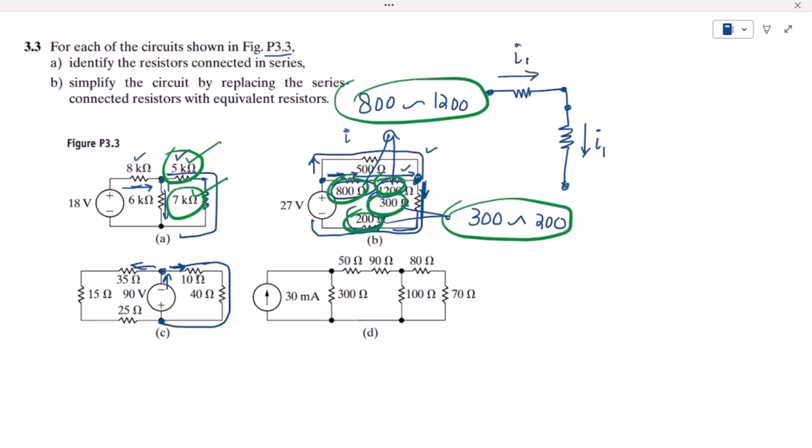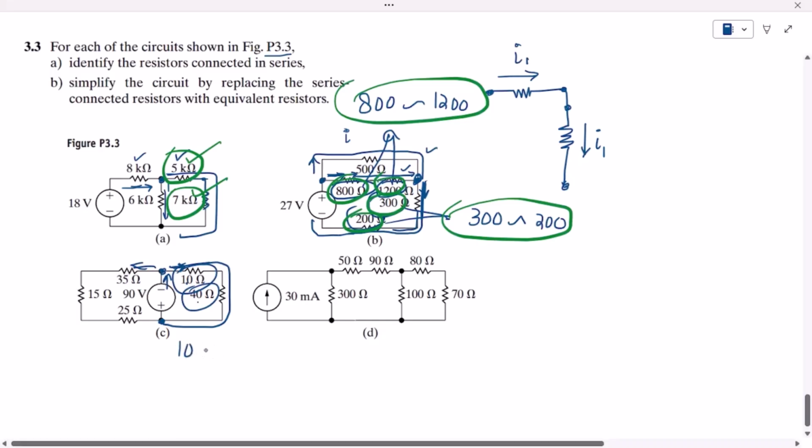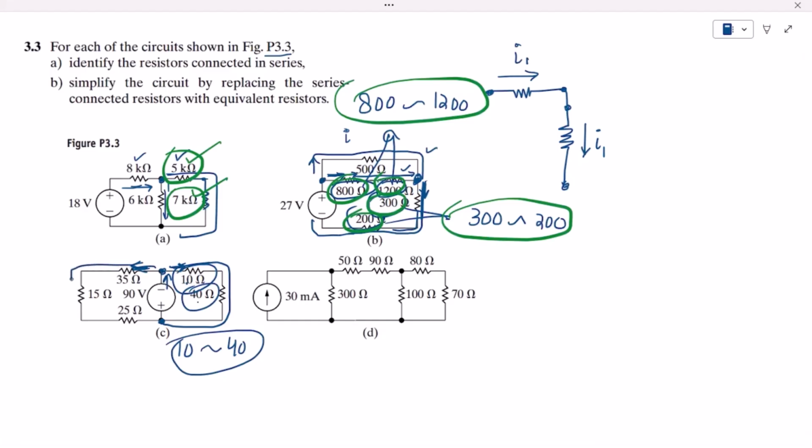The same current is flowing through 10 ohm and 40 ohm, so these two are in series with each other. So we can see that this 10 ohm and 40 ohm are in series. The other current is flowing through this 35 ohm resistor. The same current is flowing through this 15 ohm, and the same current is flowing through this 25 ohm.